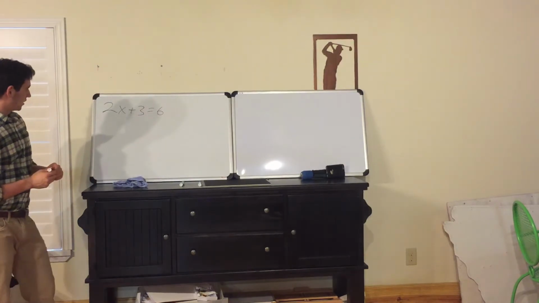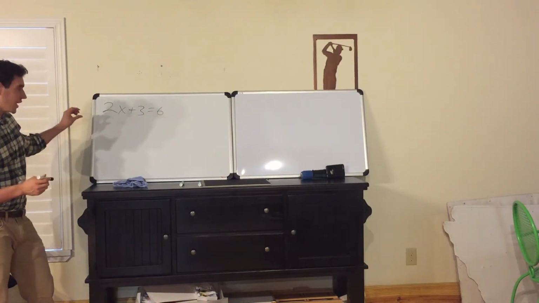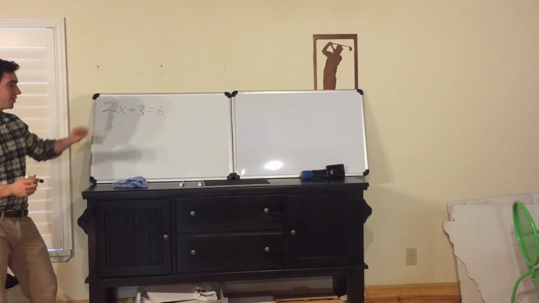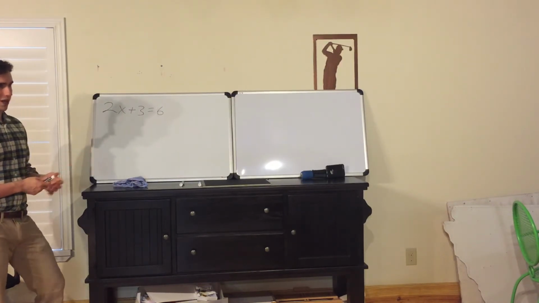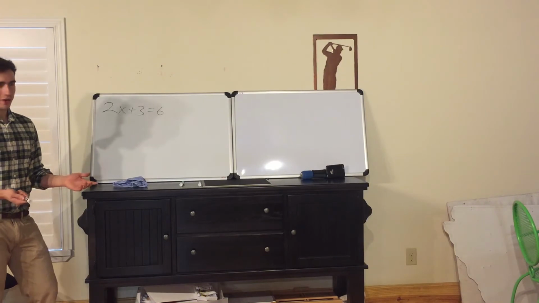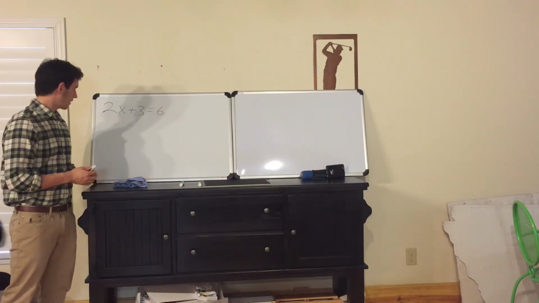So, in this problem, it looks like you could either divide by 2 or add 3, or subtract by 3 to get x by itself. But neither one would get x by itself. So, you're going to have to take multiple steps here.